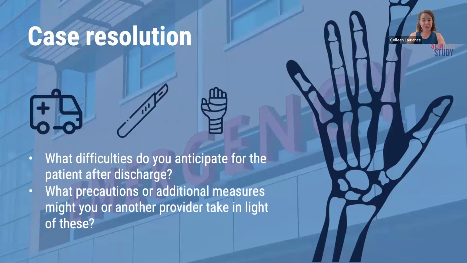Okay, moving on to the case resolution. You elected to transport by BLS ambulance after discussing the process and need to transfer with the patient and his friend, and they're amenable. The patient is accepted for transfer at the academic facility 60 miles away. You perform digital blocks, irrigate, rebandage, administer antibiotics, and update their tetanus.